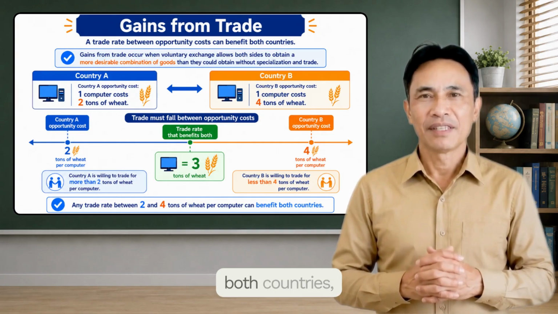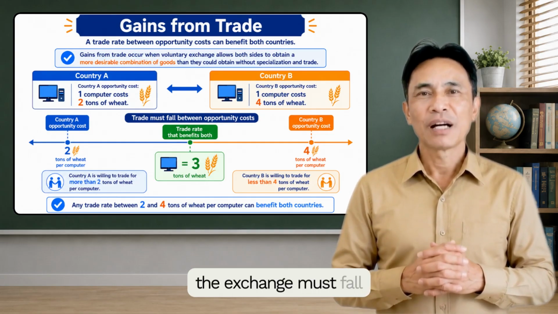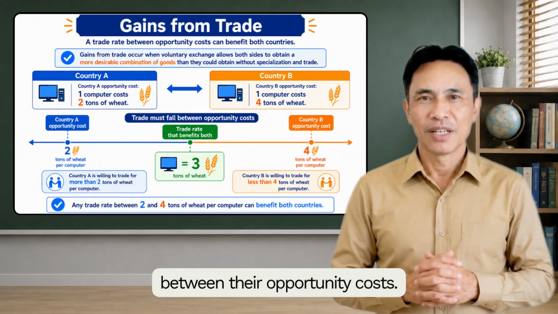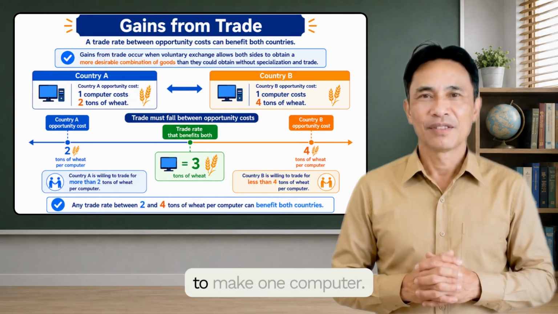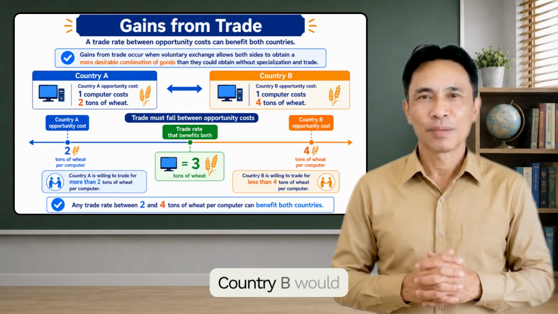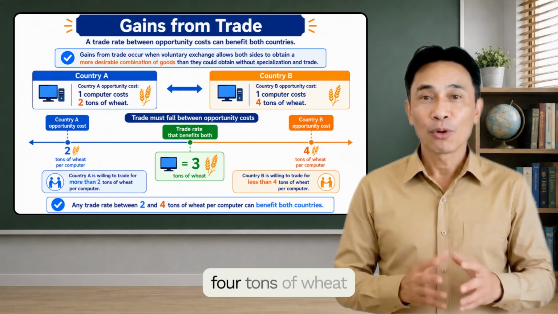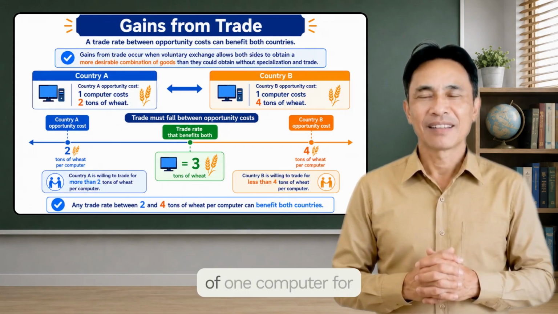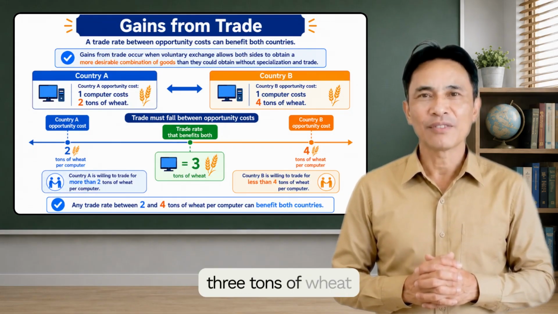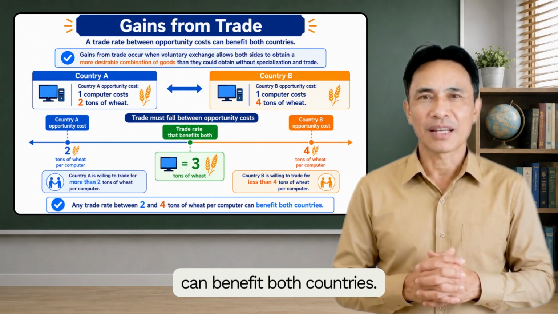For trade to benefit both countries, the exchange must fall between their opportunity costs. Country A gives up 2 tons of wheat to make 1 computer. Country B would have to give up 4 tons of wheat to make 1 computer. Therefore, a trade of 1 computer for 3 tons of wheat can benefit both countries.